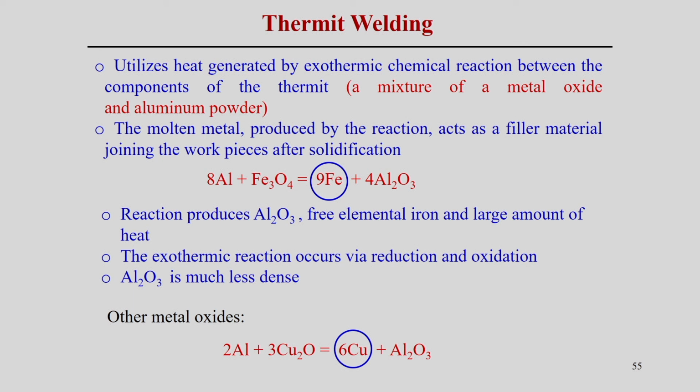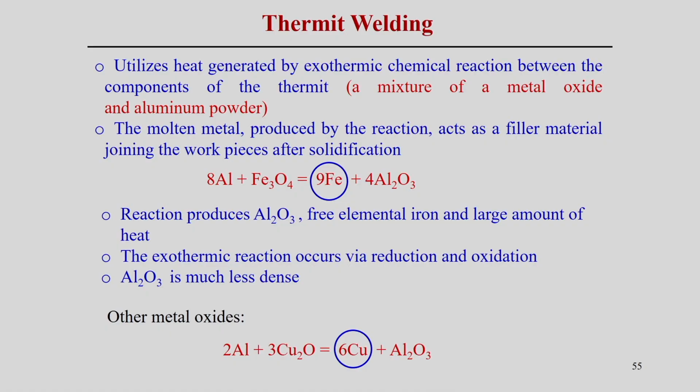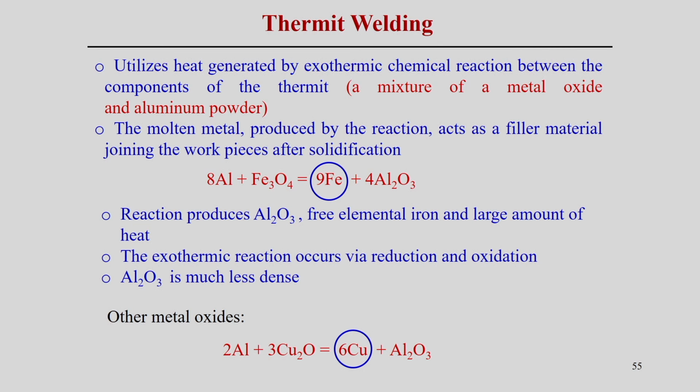If you see the first reaction, aluminum plus Fe3O4, that is iron oxide, with a certain proportion you can mix it, and then pure iron is separated out, and it creates aluminum oxide. So, during this reaction heat is generated, and that heat is responsible to create the molten iron, and that iron fills the gap between the two components which are supposed to be joined. It also produces aluminum oxide, which is lighter in weight, so it comes to the upper side of the weld joint. After that we remove this aluminum oxide from the surface, and it may also act to protect the material from the outside atmosphere.